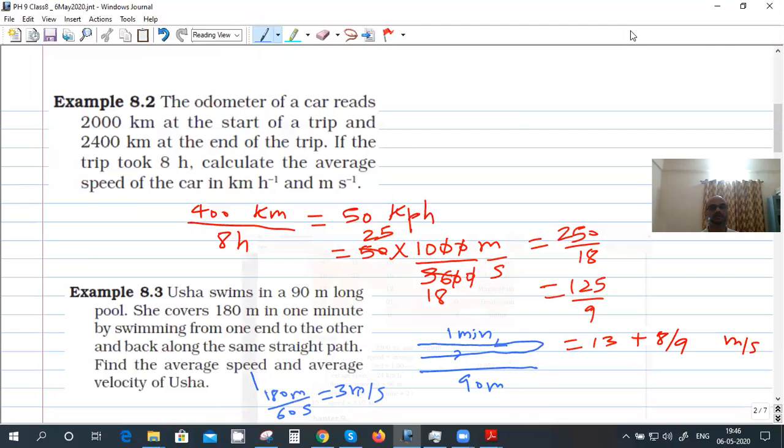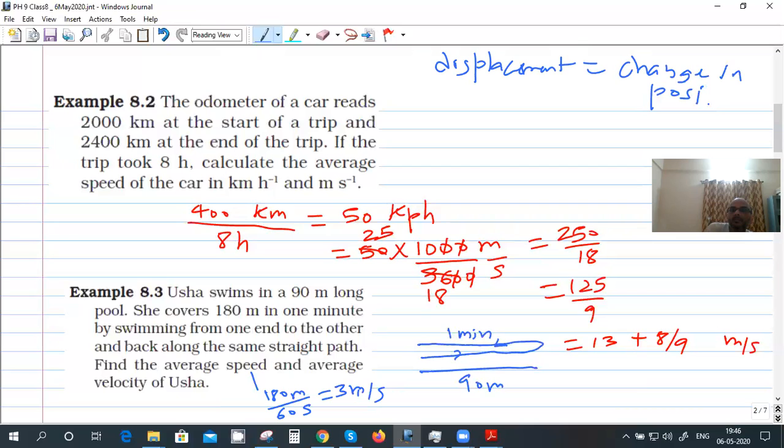So, do you know these concepts of displacement and distance, right? Yes, sir. So, what's the displacement? Displacement is the distance between the start position and the end position. Displacement is change in position. And distance is the total path. Yeah, path covered by the object. What's the path length?